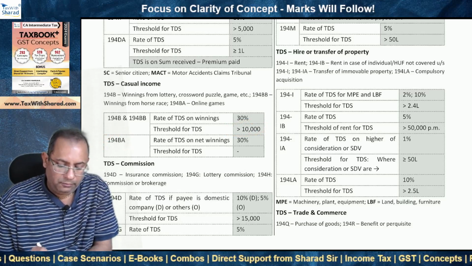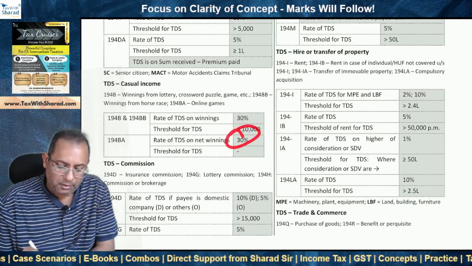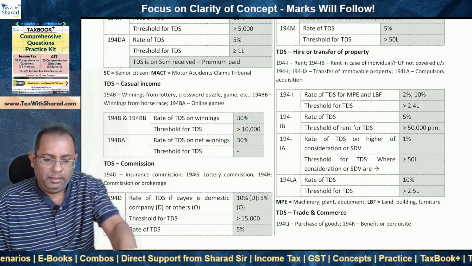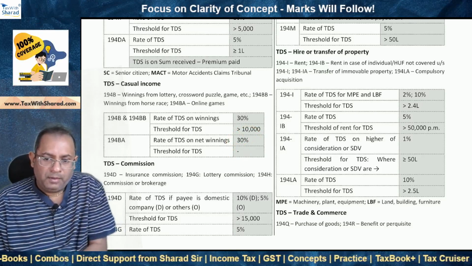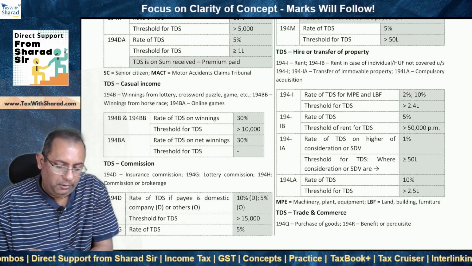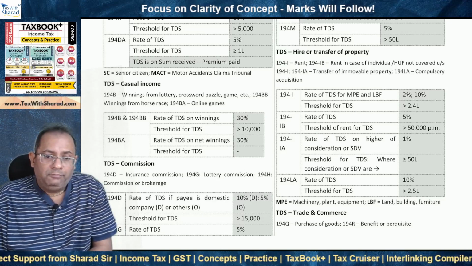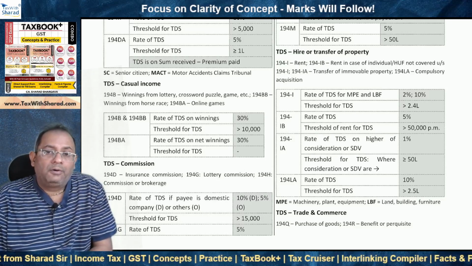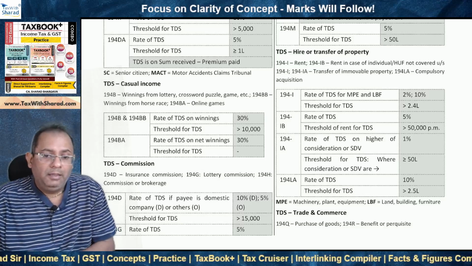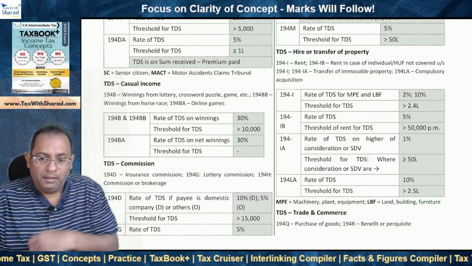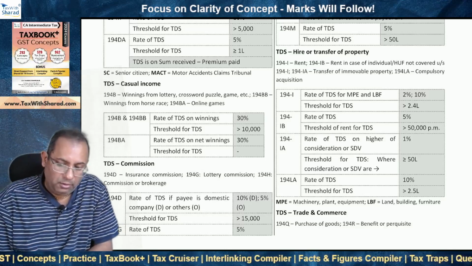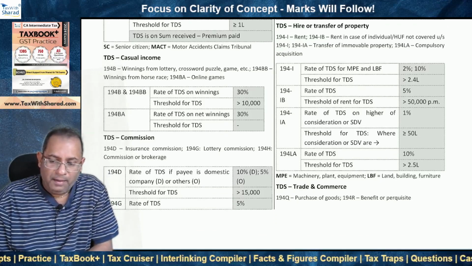194BA is TDS in case of online games. Rate is 30% and there is no threshold for TDS. However, in recent circular number 5 of 2023, it is provided that if the net winnings comprised in the amount withdrawn is not more than rupees 100 per month, then TDS may not be deducted if certain conditions are satisfied, but otherwise there is no threshold in the section as such.